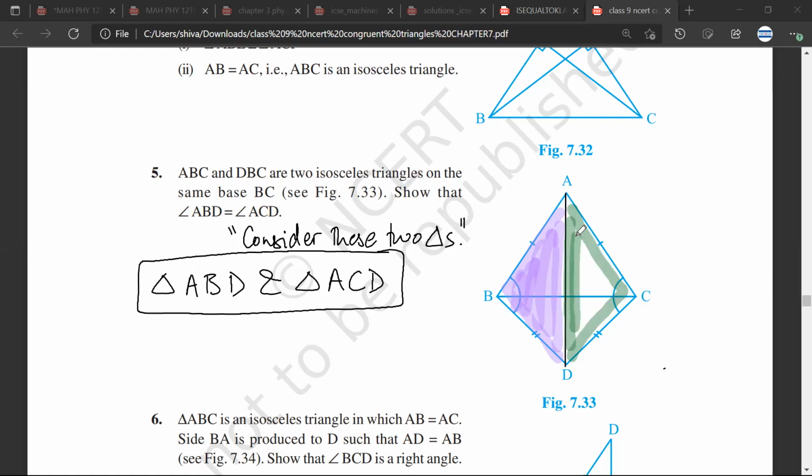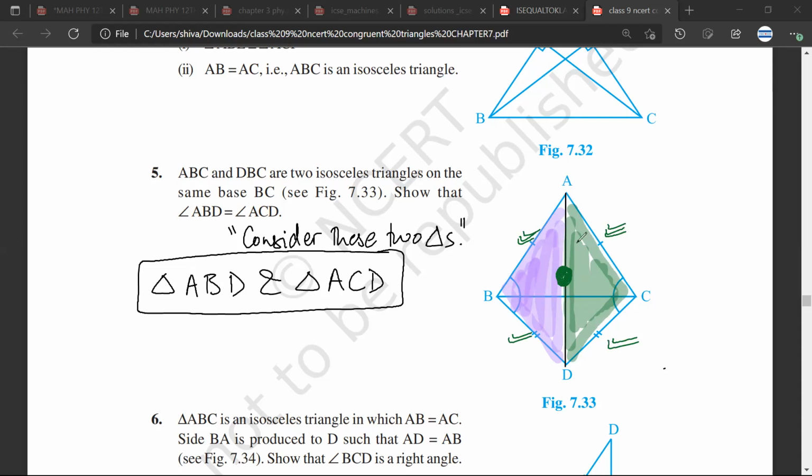So AD is a common side. Shabash. And BD and DC are congruent. Shabash. AB and AC are also congruent. So this side is equal to this side, and this side is equal to this side. This side is common. Therefore, these two triangles are congruent.